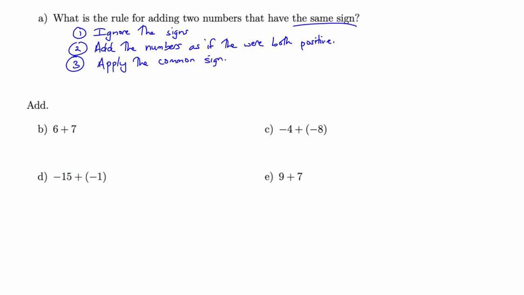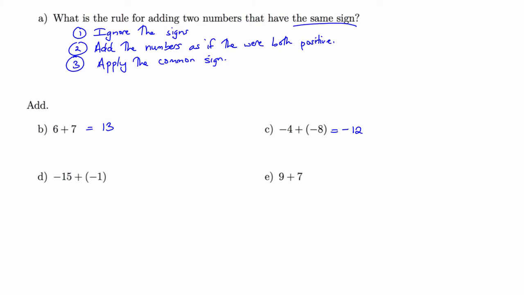In parts B through E, we now need to add two numbers that have the same sign. In part B, we want to add 6 plus 7. Well, 6 plus 7 is 13, and since both 6 and 7 are positive, the answer is a positive 13. In part C, negative 4 plus negative 8. Since both numbers are negative, we'll ignore that fact for a moment. 4 plus 8 is 12, and again, since both numbers are negative, we will apply the negative to the 12.